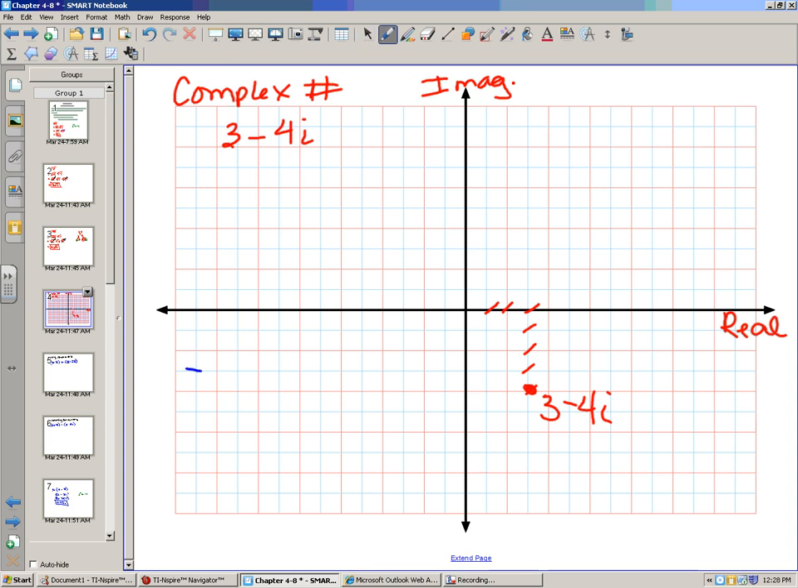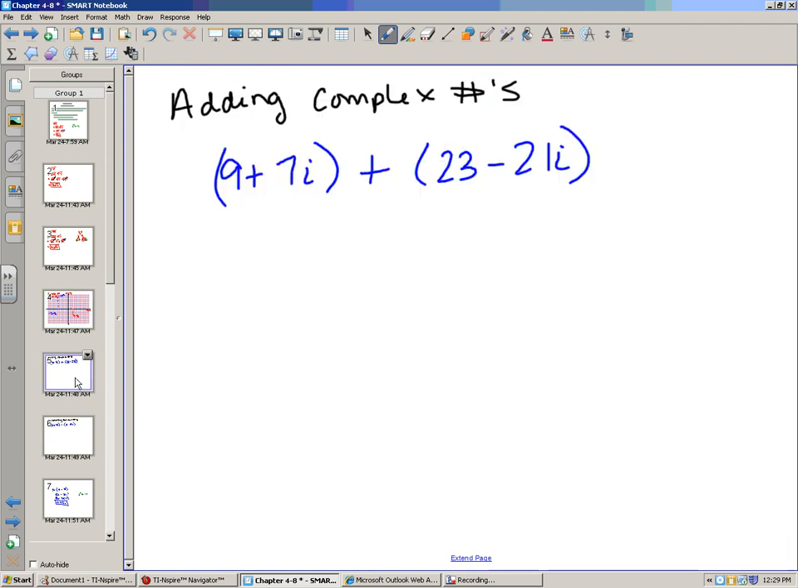Okay. How about negative 7 plus 9i? Brandon? 2, 4, 6, 7 units. 2, 4, 6, 8, 9. That is going to be the point. Negative 7 plus 9i. Do we all understand how to graph it on a coordinate plane now? Yes or no? Does that make sense? Okay, great. Because now we're going to add two complex numbers together.